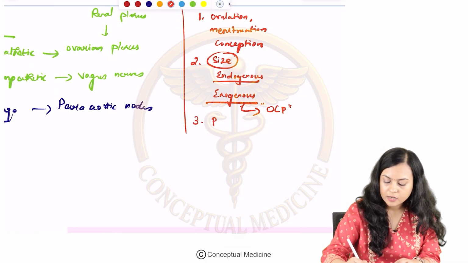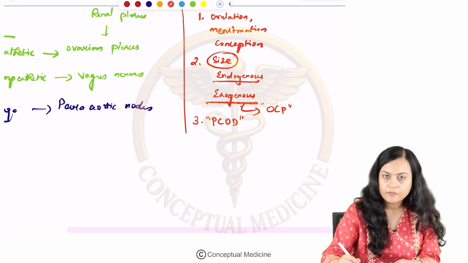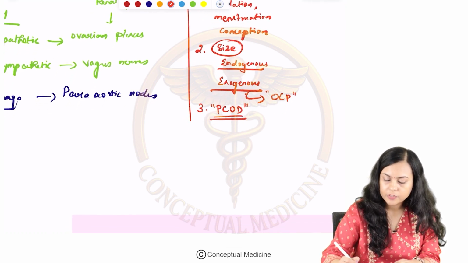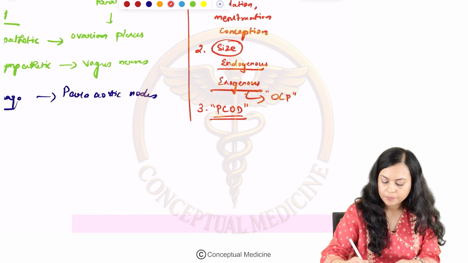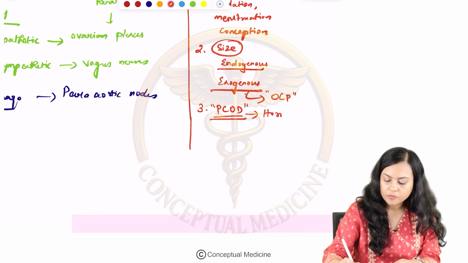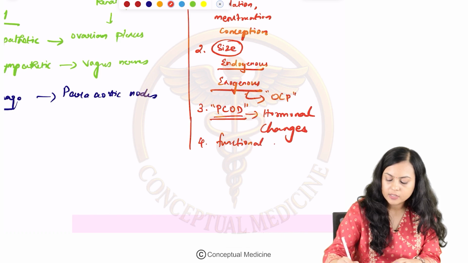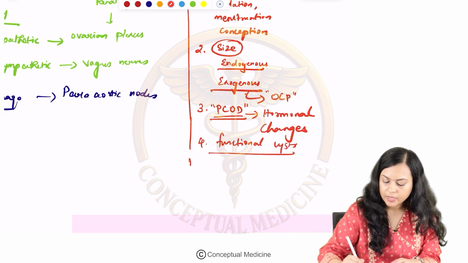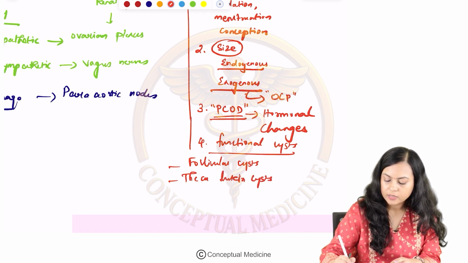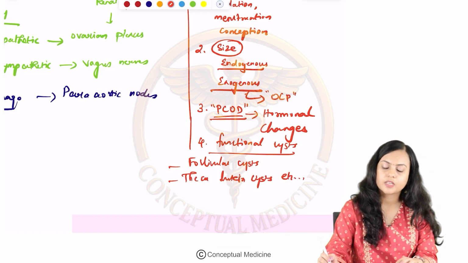There can be numerous follicles that are seen in the ovaries, which is known as polycystic ovarian disease, and it can lead to many hormonal changes. And sometimes functional cysts also exist in the ovary. The various types of functional cysts include follicular cyst, theca lutein cyst, etc.